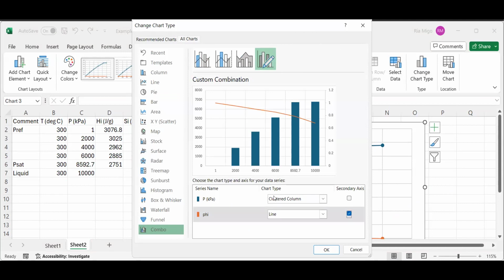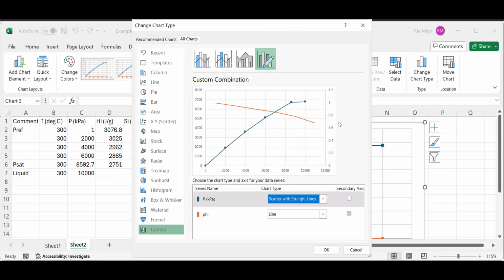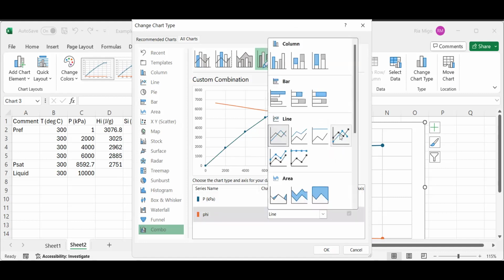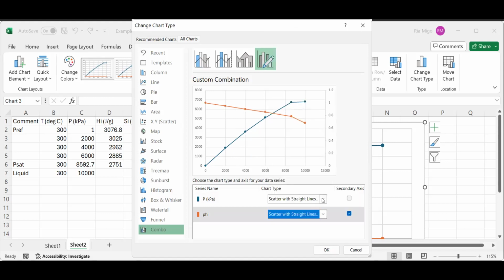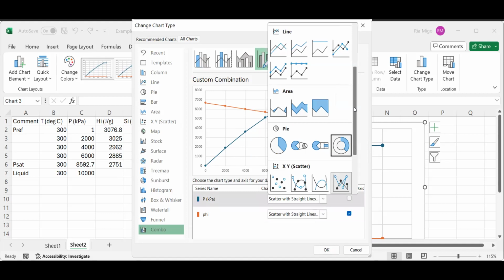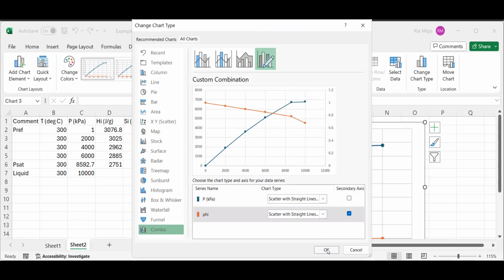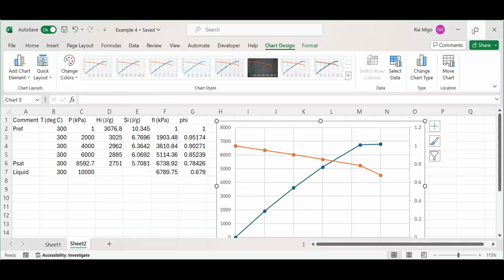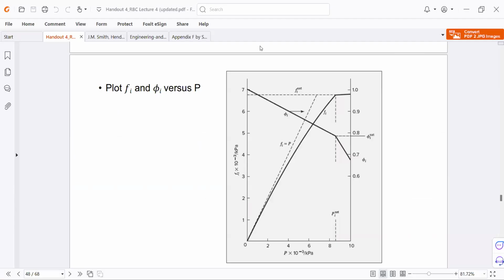Okay, and then for the chart type, you have to convert them to scatter. This one, scatter with straight lines, for both of them. Take note, it should not be line. That's a different graph. It should be scatter with straight lines. All right, so more or less, it's starting to look similar to our plot right here.